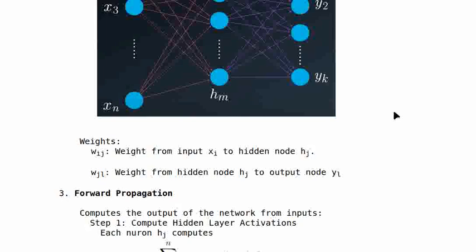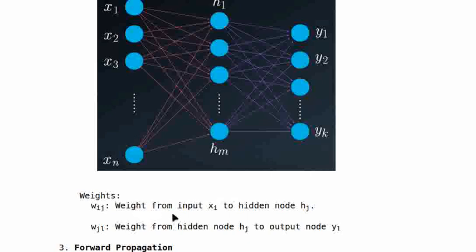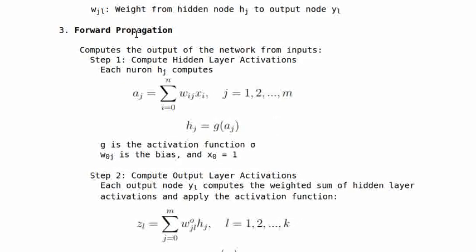And the weights: wij will be the weight from input xi to a hidden node hj. Say from this node to this node. So that's the weight wij. And wjl is the weight from hidden node hj to output node yl. For example, from here to here. And in the forward propagation stage, we compute the output of the network from inputs.